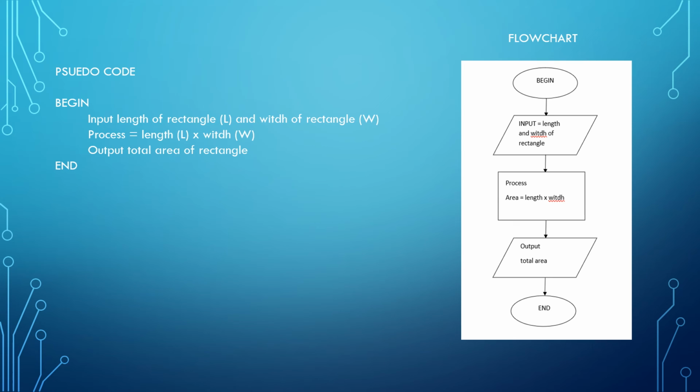And the flowchart is quite similar to the pseudocode. It starts with begin and the input is length and width of rectangle. The process is length multiplied by width of a rectangle, and finally the output will be the total area of the rectangle, and it's gonna end with the end.